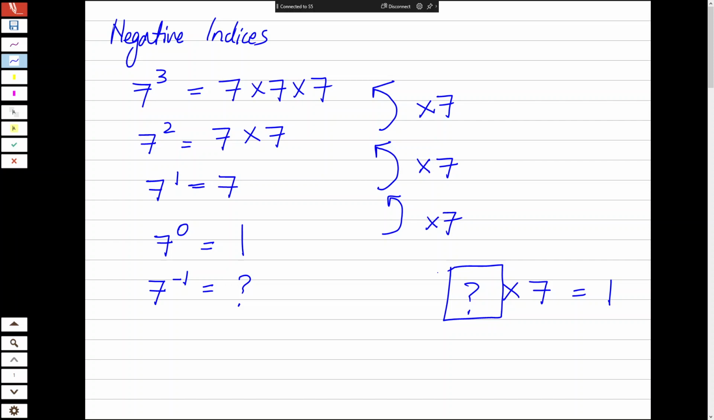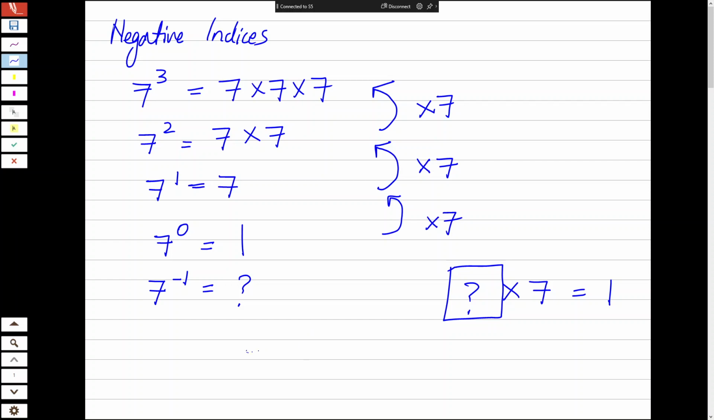So I'll give you a few moments to think about it. I need a number which, if I multiply it by 7, will give me an answer of 1. And whatever number I choose here, this is going to be my definition for 7 to the power of minus 1. So put your hands up, guys, if you think you know what number should go in this box here. Some number times 7 gives me 1. All right, Sam, what do you think?